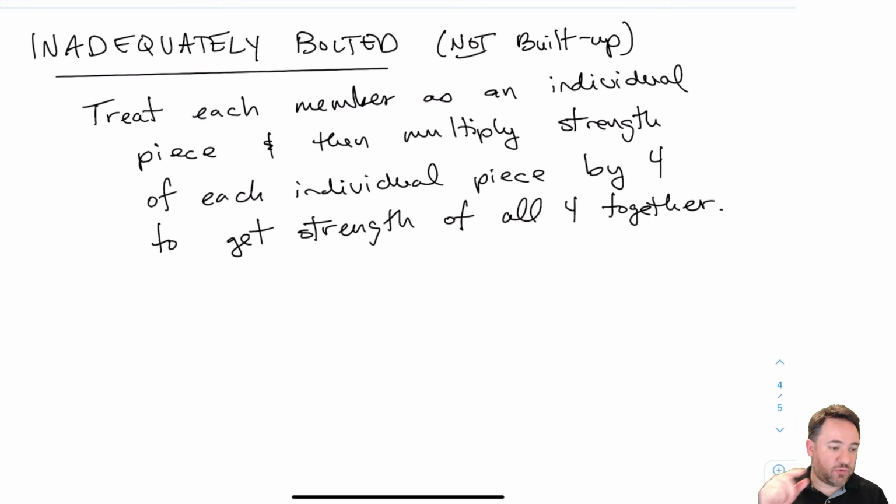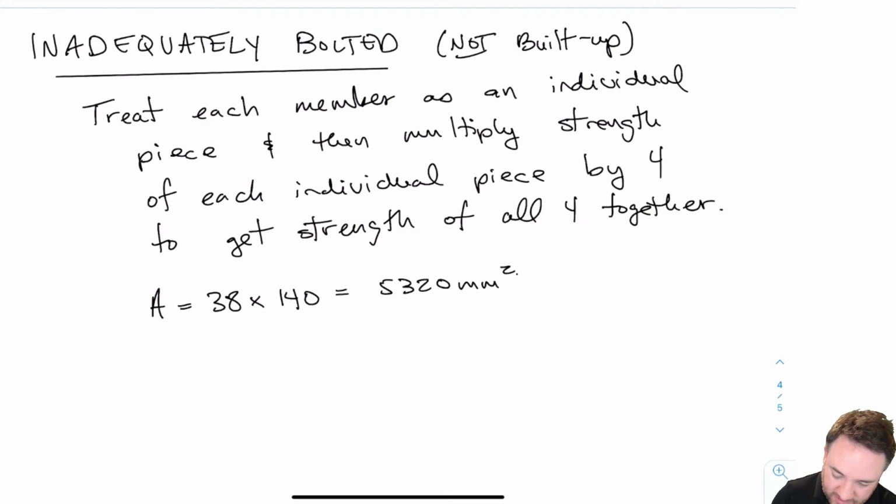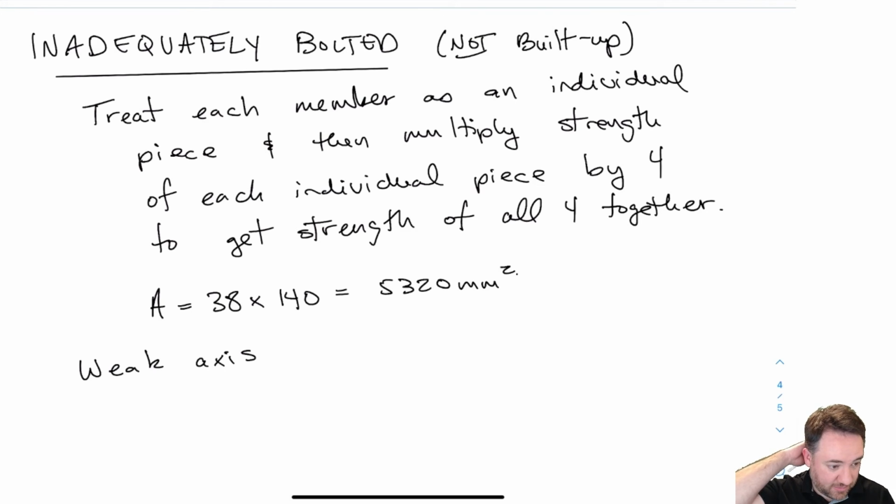So our KH of 1.1 that we assumed before still applies, but now our A, our cross-sectional area, is going to be just for a single ply. I mean, they're not really plies anymore because they're not connected. It's just for a single member, which is 38 by 140, which is 5320 millimeters squared. So let's start again with weak axis buckling. And now this truly is weak axis buckling because we're only looking at the one member, and it will buckle at a very low strength in its weak axis.